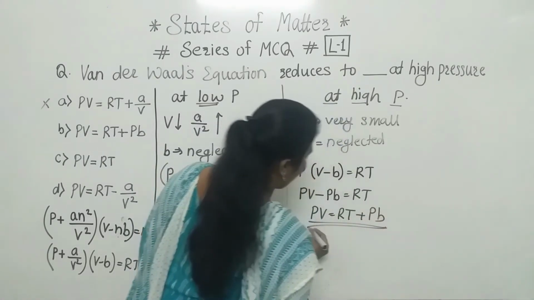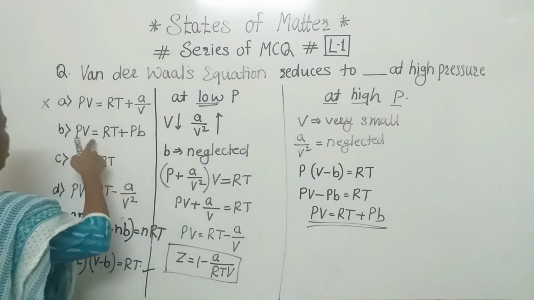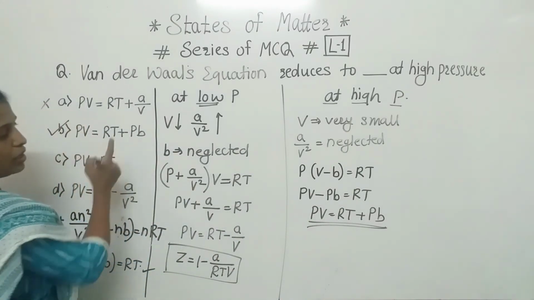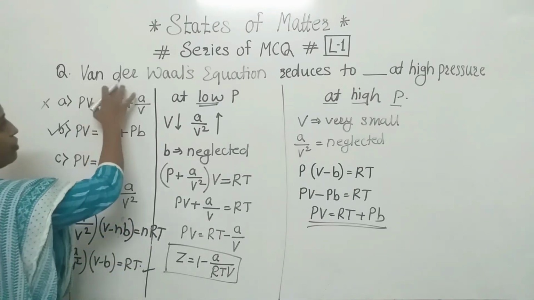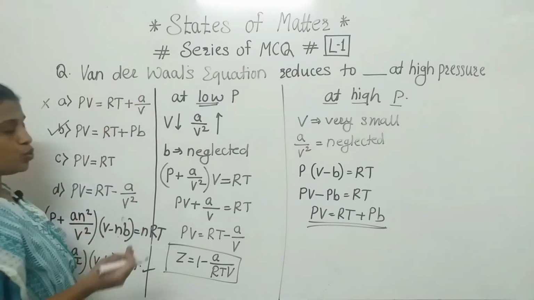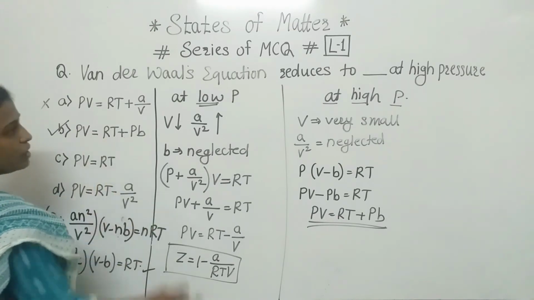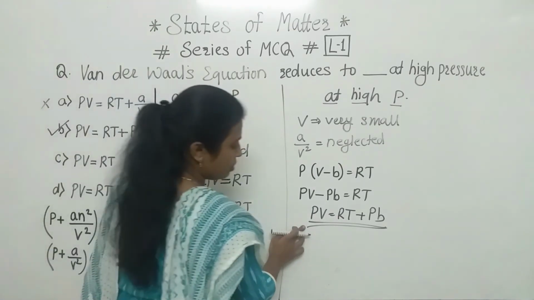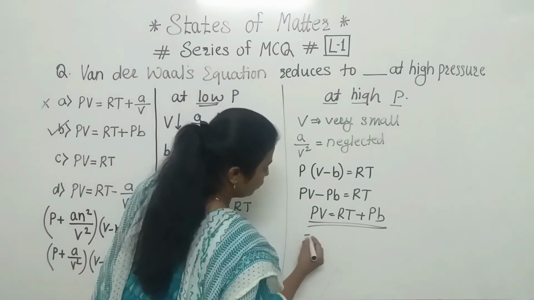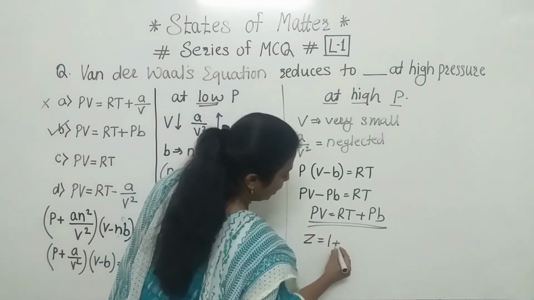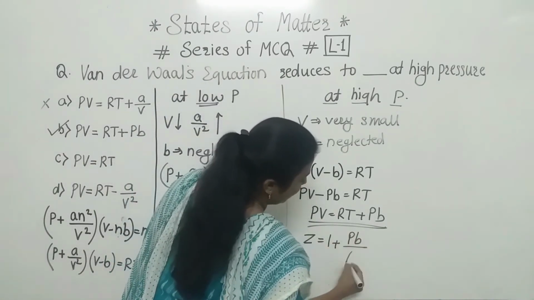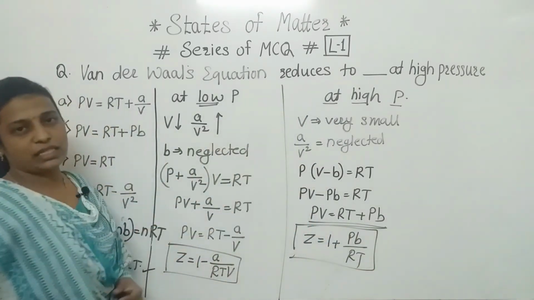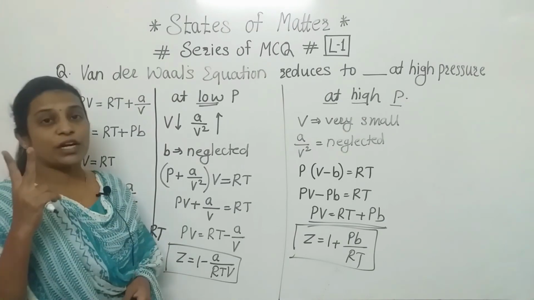So firstly we will observe whether this equation is there or not. Yes, option B is there: PV = RT + Pb. Here we can say that the van der Waals equation reduces to PV = RT + Pb at high pressure. Like that, here also we will write this equation, and that equation will be Z = 1 + Pb/RT. So if any one option is there, then we can select that one. So here we have completed 2 objectives.